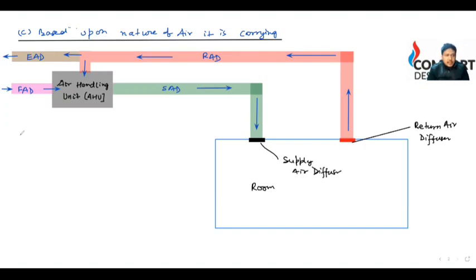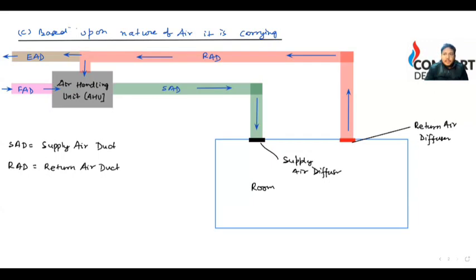Okay, so let me write, that is SAD, that is your supply air duct. What is the function of this SAD? It will carry air from your indoor unit, that is your AHU, to room. So air movement will be from AHU to room. Now next one is your RAD, that is your return air duct. It carries air from room to your indoor unit.